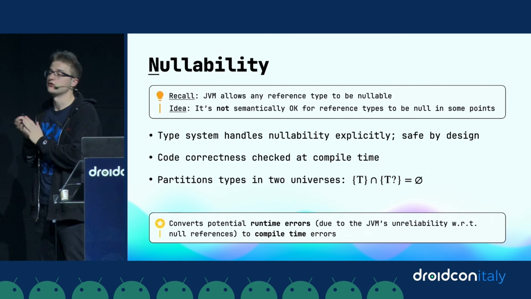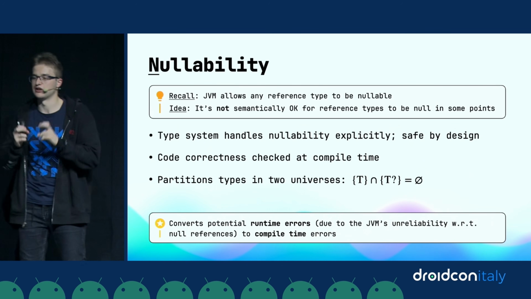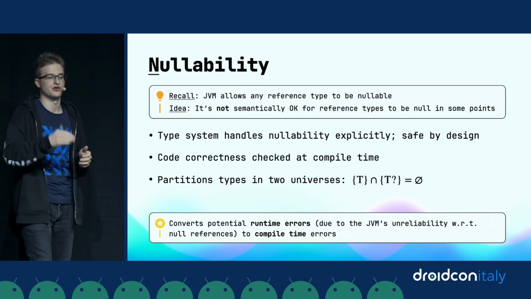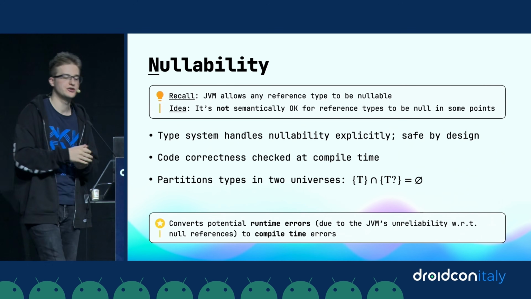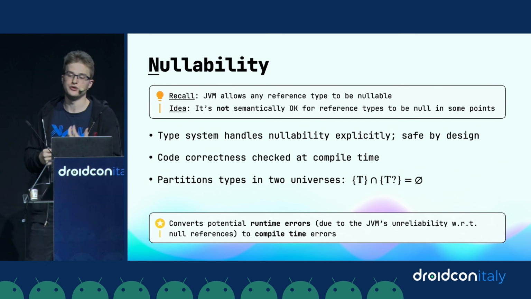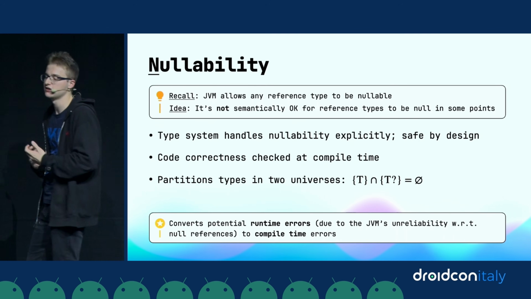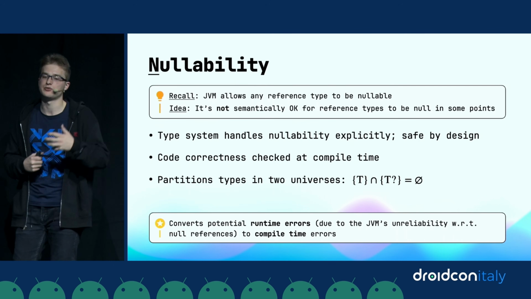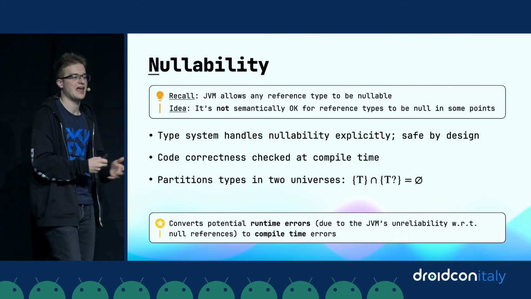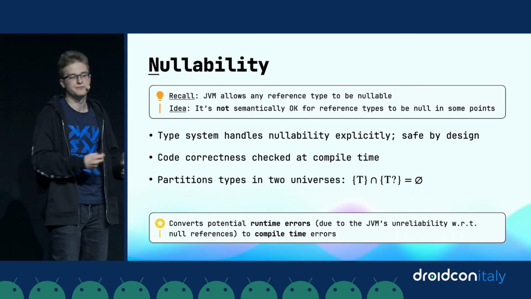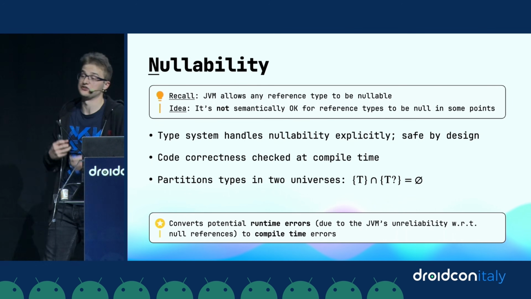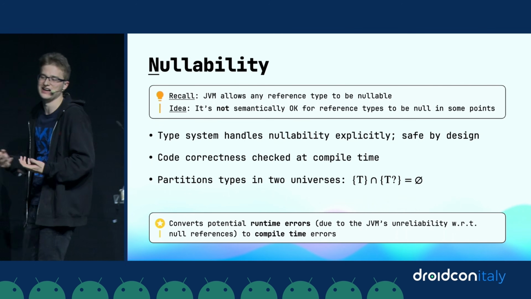Okay, let's start with nullability, which is the biggest thing that Kotlin offers with respect to Java, and it's the main selling point. And the issue with nullability in Java stems from the fact that the JVM allows types to be null. It's okay for every type to be null at any moment. And the idea in Kotlin is that it is not okay for all types to be null at any point.